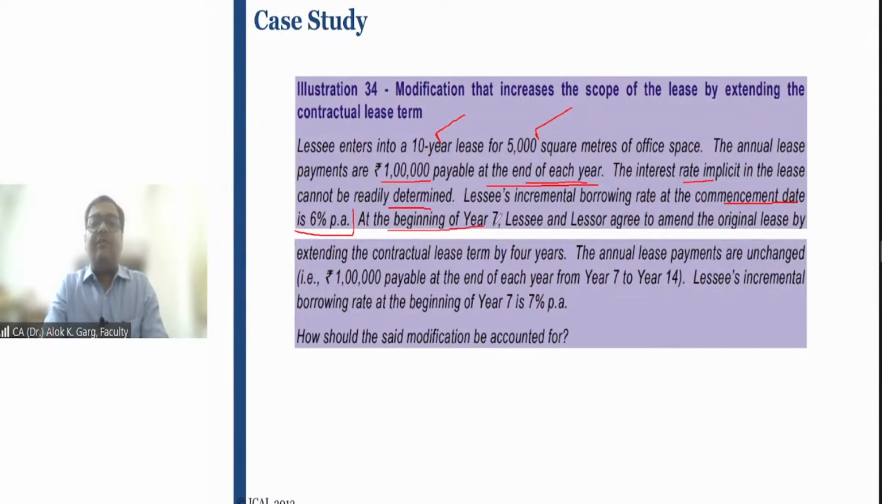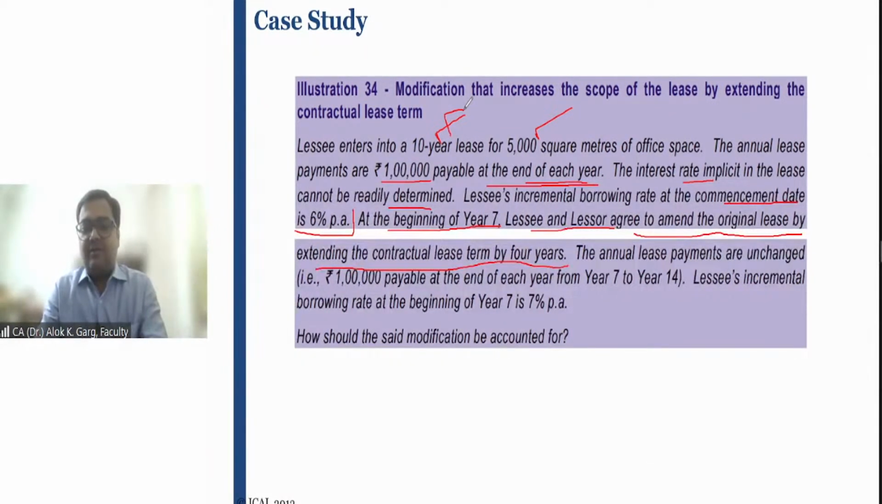At the beginning of year 7, meaning at the end of year 6, lessee and lessor agree to amend the original lease by extending the contractual lease term by 4 years, right? At the beginning of year 7, meaning after completion of year 6. So how many years are left after 6 years? 4 years are left. The total lease term is 10 years.